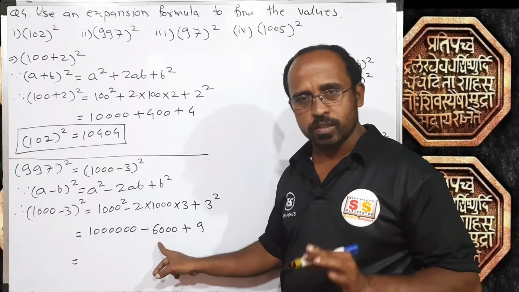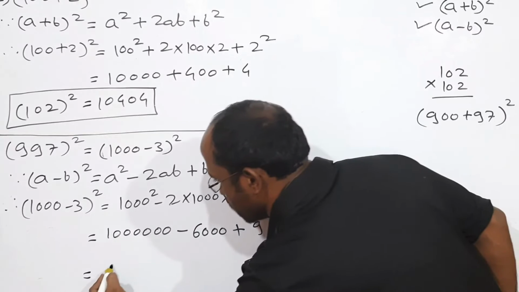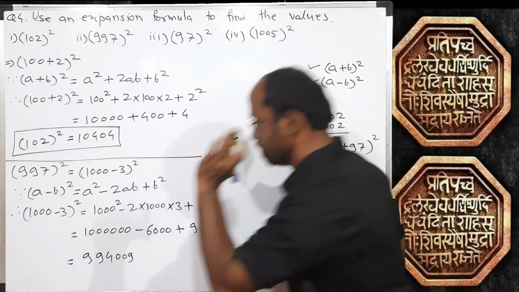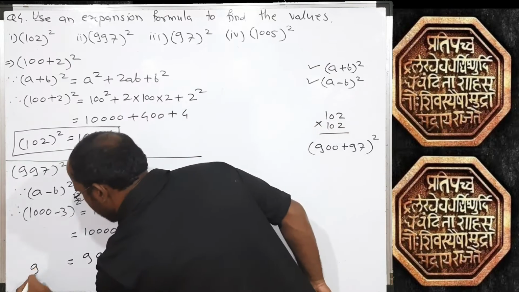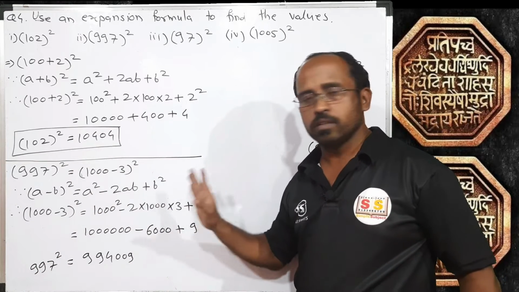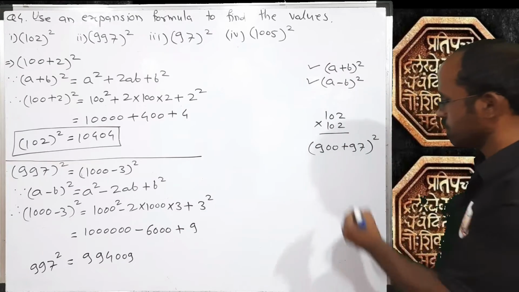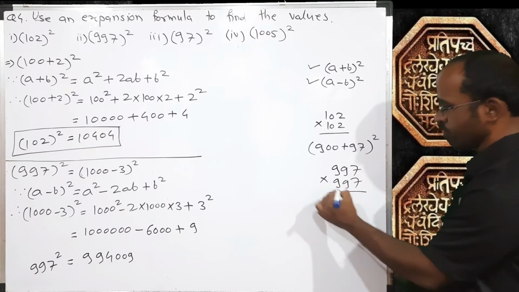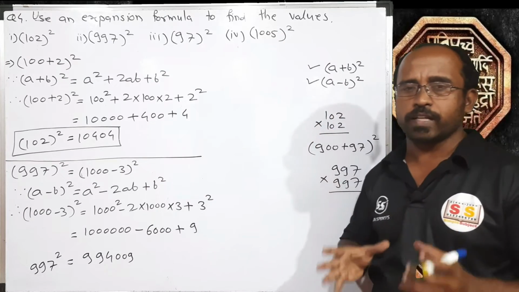10 lakh minus 6000 is 9 lakh 94,000 plus 9. So we can write the answer is 9 lakh 94,009. This is our final answer. Got it students? Isn't it easy? So 997 square is equal to 9,94,009. You should appreciate that this method is easier than multiplying 997 by 997.